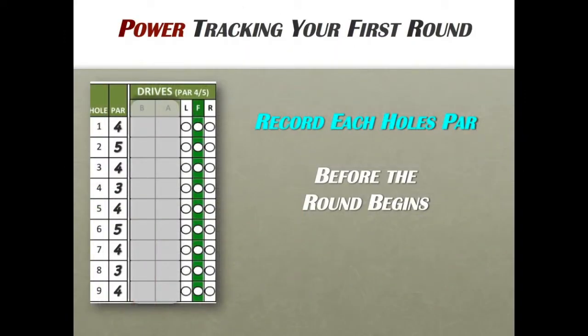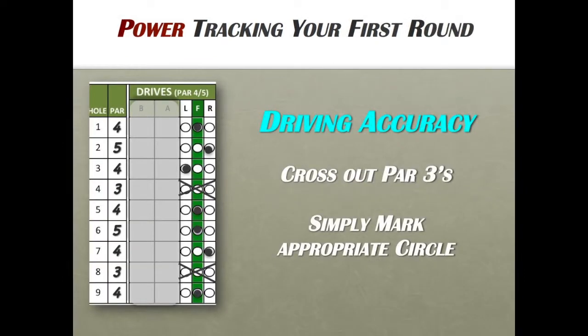Before you begin the round, it is recommended to record each hole's par. Also before the round, cross out the drive section on all par 3s, since you will not record any drive data on par 3s. To record your driving accuracy, simply mark the appropriate circle for in the fairway or miss the fairway to the right or left. Power Tracker's first level in the progressive approach does not record any driving distance data, so you can leave the B and A boxes blank.